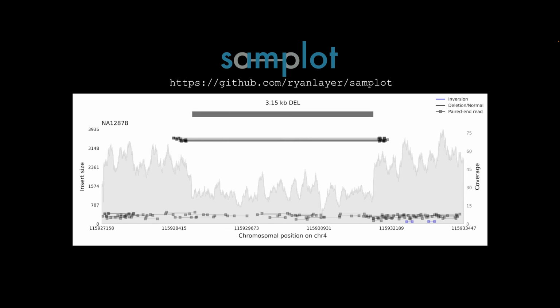To help with SV manual curation, we created Samplot, which is SV specific and is intended to be looked at for about 1 second. We accomplish this by highlighting all of the signals that are critical for curating structural variants, like coverage and the alignments and the size of those alignments as they correspond to the size of the variant. Samplot can look at just about every sequencing technology, short reads, long reads, phased reads, and multiple samples at once.